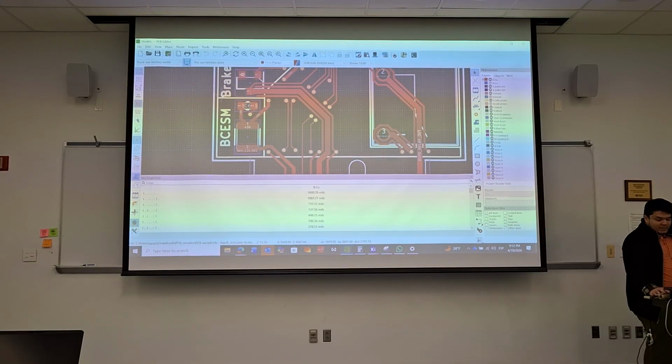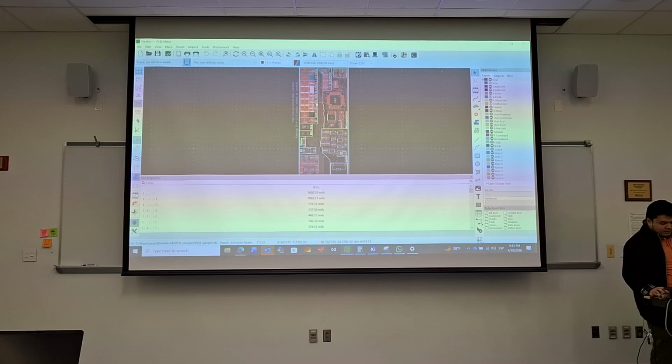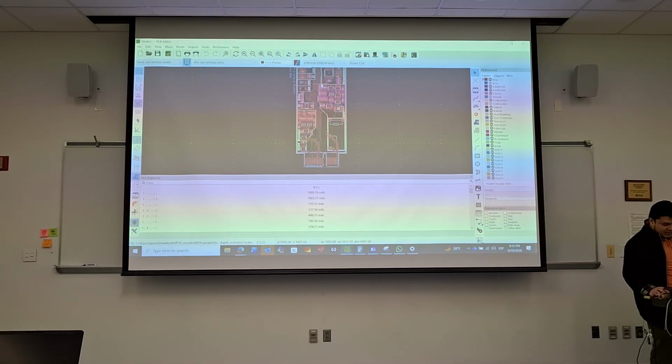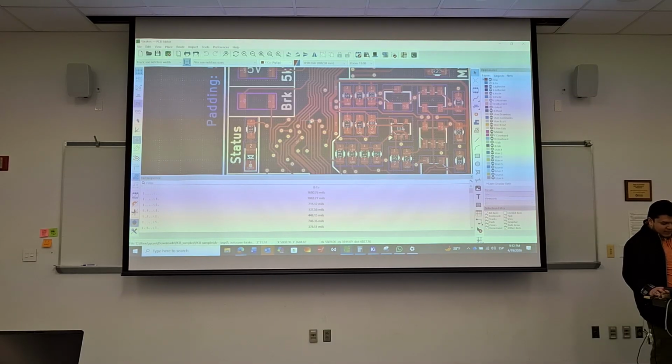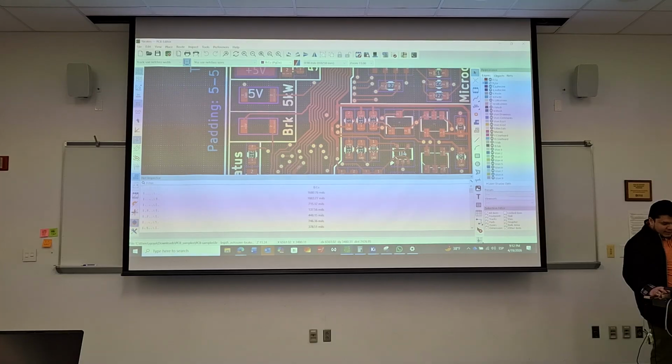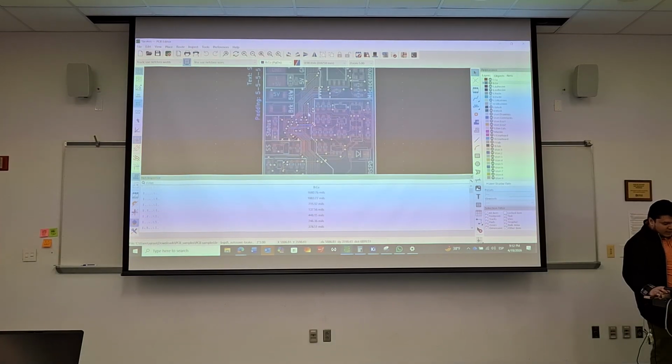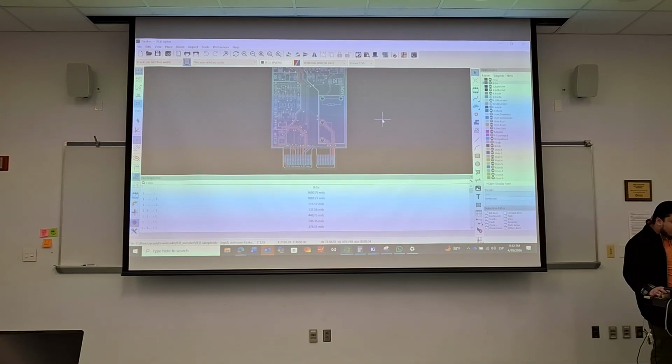It's a dense board. It's okay for what it is. I would just be careful when routing, especially these areas. I'd even consider a 4-layer board, potentially.